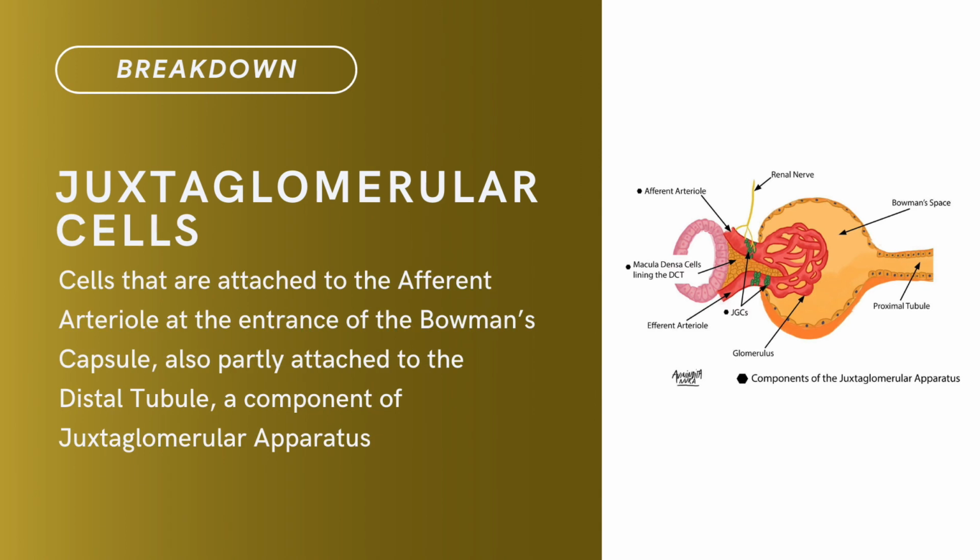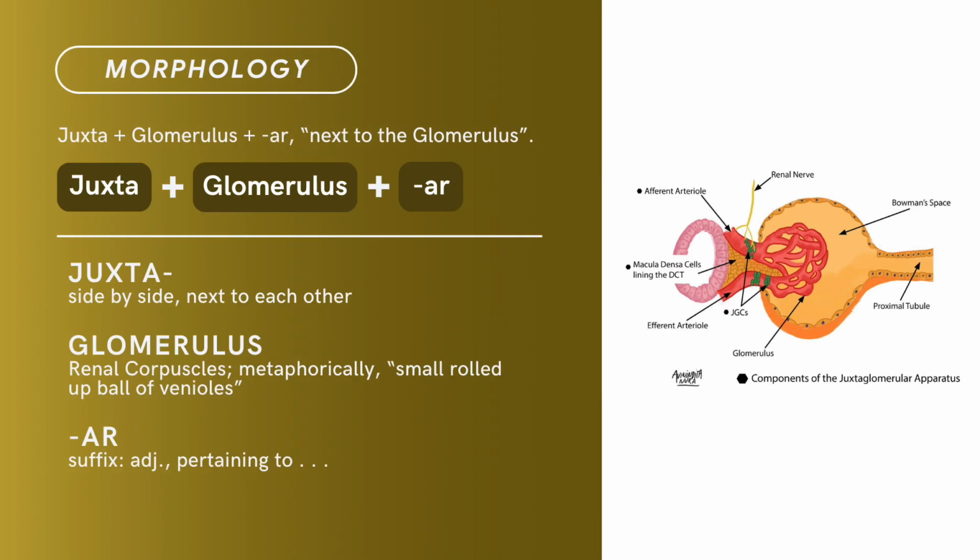Related term, juxtaglomerular cells. Brief definition, cells that are attached to the afferent arteriole at the entrance of the Bowman's capsule, also partly attached to the distal tubule, a component of the juxtaglomerular apparatus. Term morphology, juxta plus glomerulus plus R. Figuratively, next to the glomerulus.